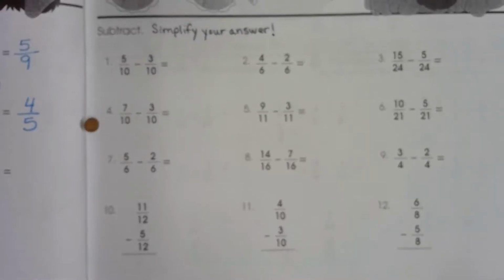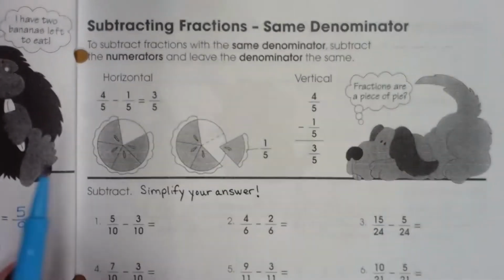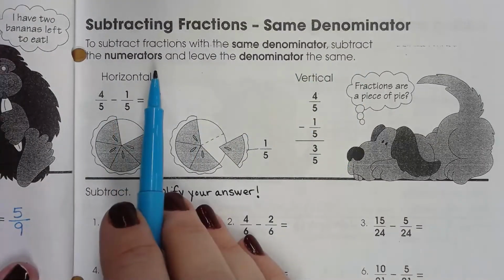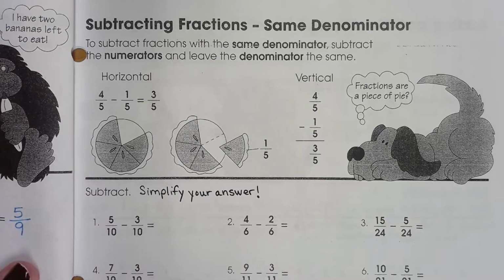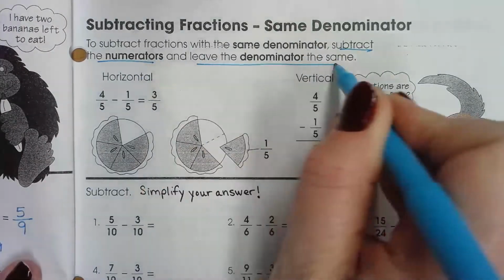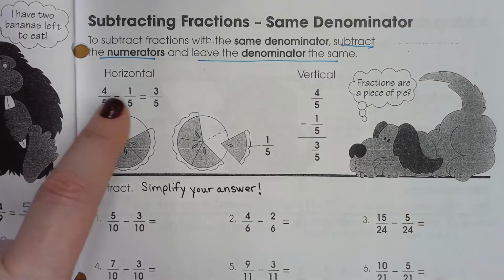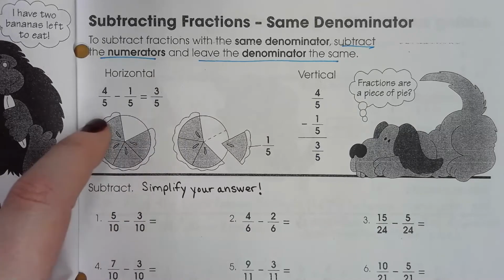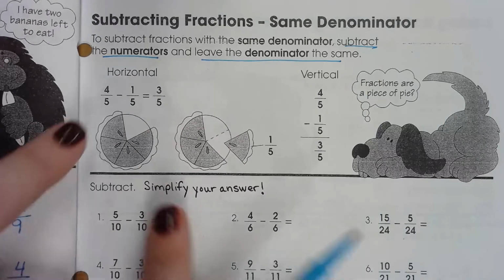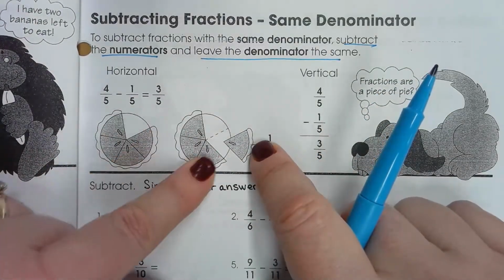Subtracting fractions is the same thing. So for subtracting fractions with the same denominator, you subtract the numerators and leave the denominator the same. Subtract the numerators, leave the denominator the same. So if I have 4/5 minus 1/5, I take 4 minus 1 is 3. 5 is still my denominator. Okay? So I started with 4/5, took off 1/5, and I'm left with those 3/5.